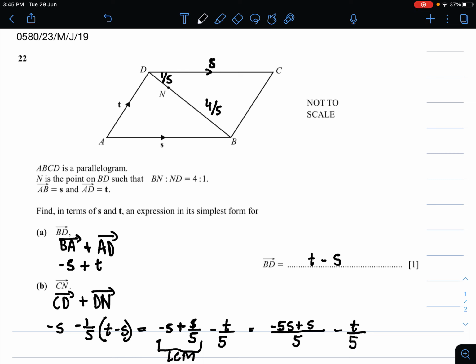So we would get our final answer as minus 4S by 5, my bad, because minus 5S plus S, so minus 5 plus 1 would give negative 4. So minus 4S by 5 minus T by 5. Therefore this is your final answer for question 22, part B.